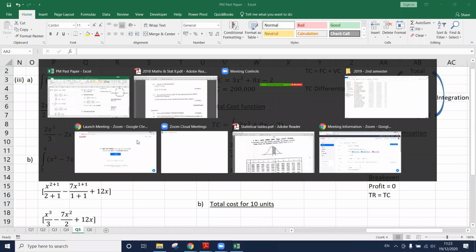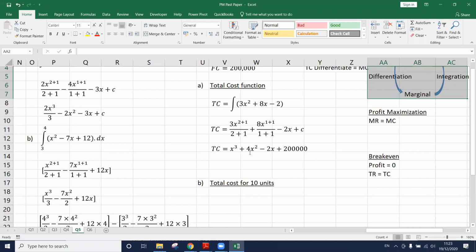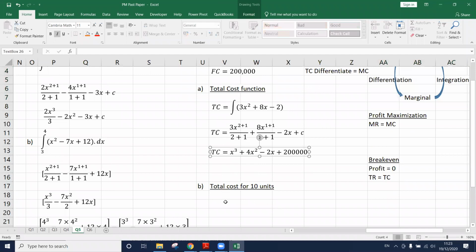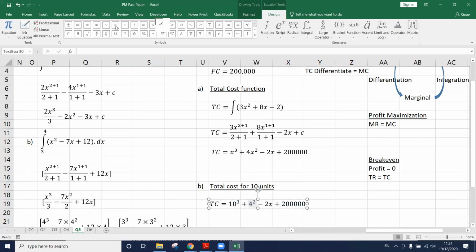And in part B, they ask if the firm produces 10 units, calculate the total cost. Units 10 නම් හදන්නේ total cost එක කීයද? එතකොට මොකද කරන්න තියෙන්නේ? Instead of x, we need to substitute what? X means the number of units. Instead of x, we need to substitute 10. Right, here, instead of x, we need to substitute the number of units 10.